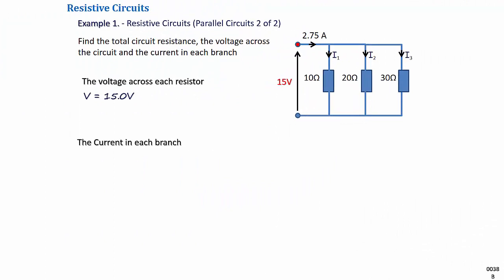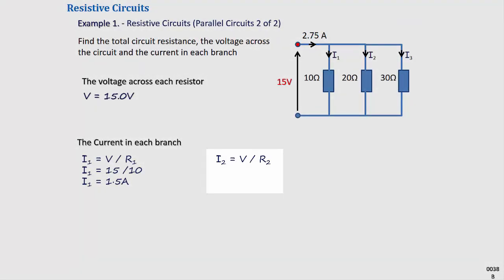To find the current in each branch. Since the resistors are all in parallel, they all have the same voltage across them, so we can use Ohm's law to find the current in each case. So I1 equals V divided by R1. Substituting the values, I1 equals 15 divided by 10, which equals 1.5 amperes.